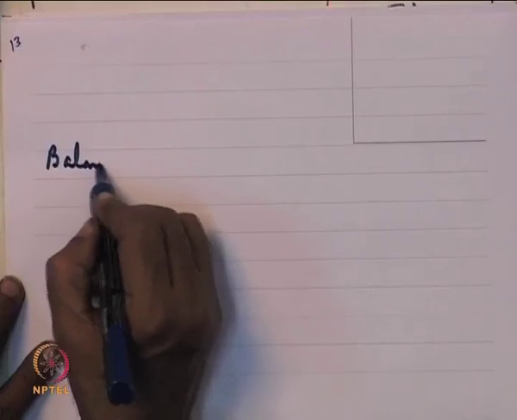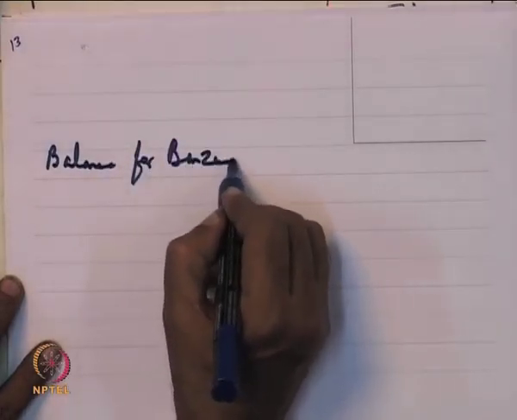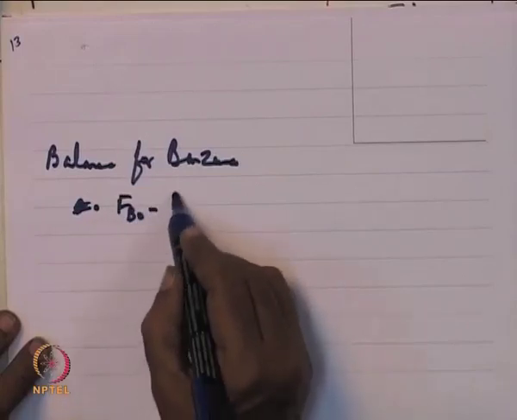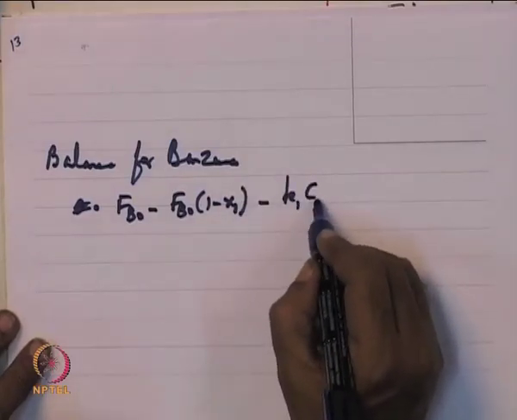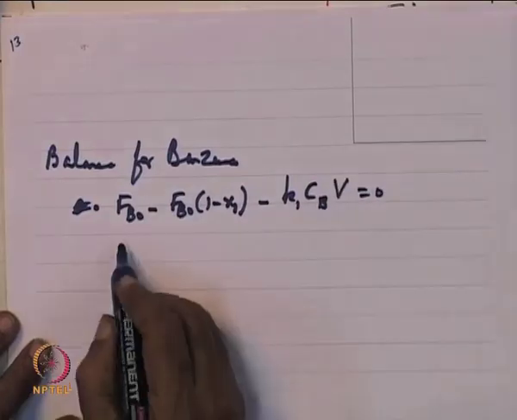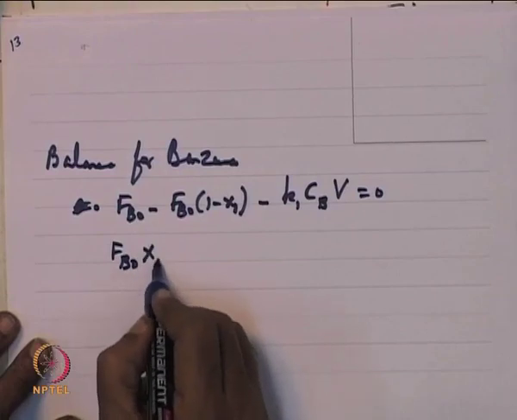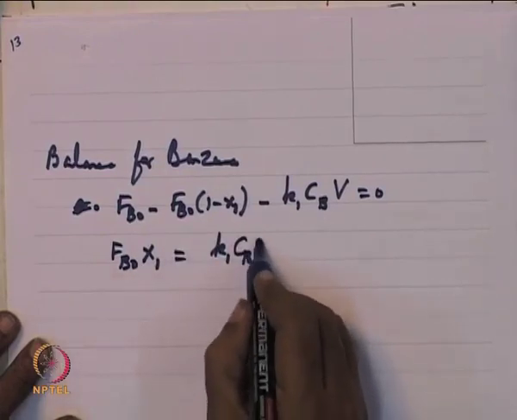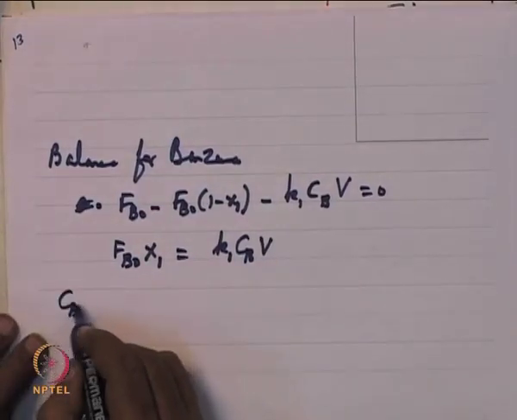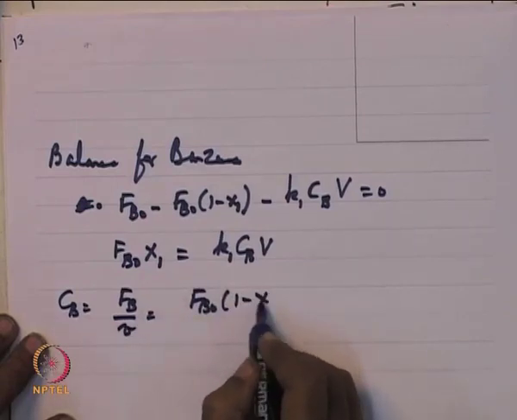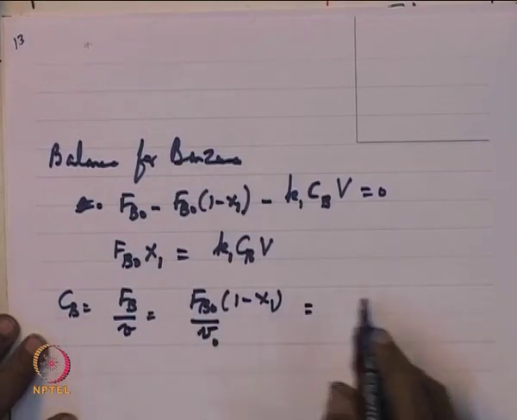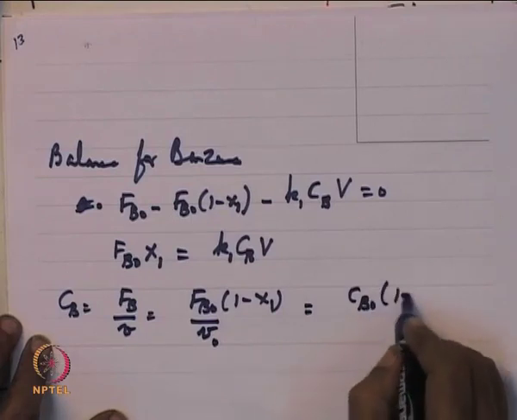Let us do one more, so that we can finish it off. Suppose you write the balance for benzene. What is the balance for benzene? FB 0 minus FB 0 into 1 minus X 1, minus K 1 C benzene times V equal to 0. So, this becomes FB 0 X 1 equal to K 1 CB V. Is it all right? Now, what is CB? It is FB by small v, the volumetric flow, which is FB 0 times 1 minus X 1 divided by V 0, as volume changes are small. This is equal to CB 0 times 1 minus X 1.